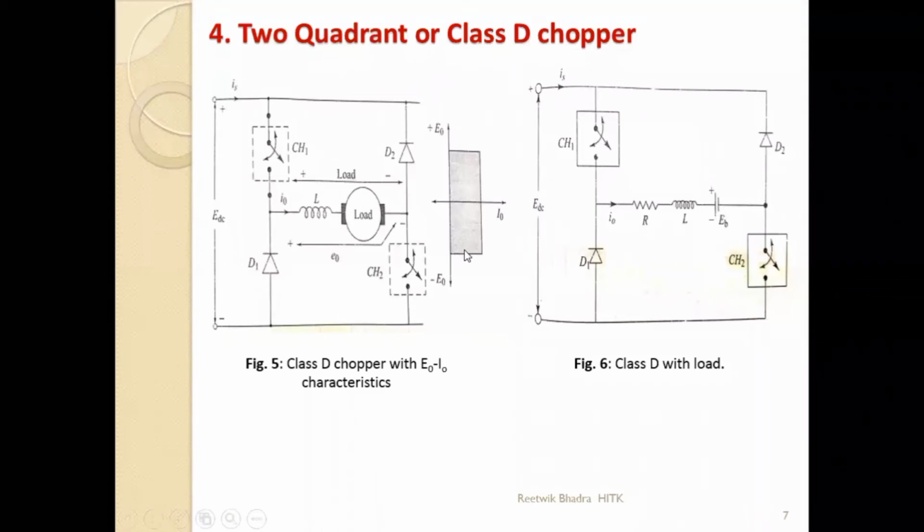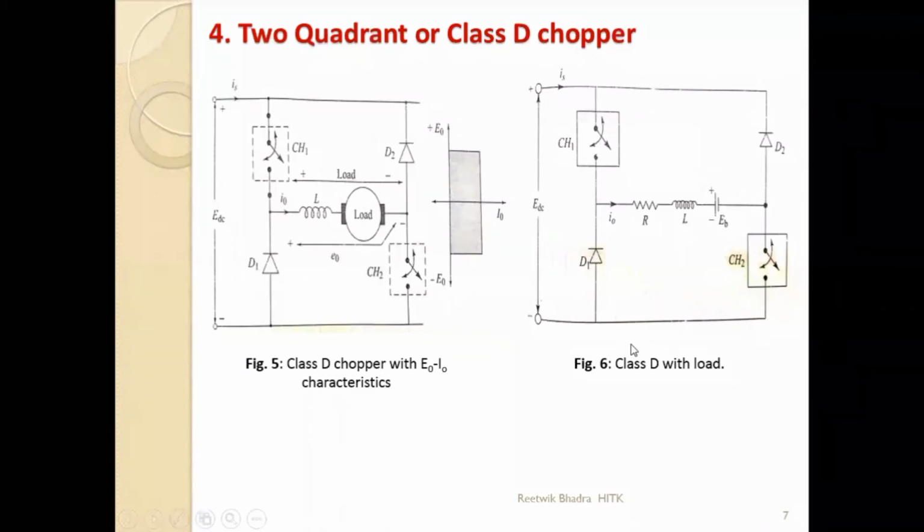There is another exception over here. In order to get the negative voltage over here, you need to change your EB terminal. This side will be positive and this side will be negative. So there is one condition you need to follow when you are operating in the fourth quadrant and third quadrant: wherever your E0 is negative, your EB terminal should be reversed. That is one condition that will be added over here.